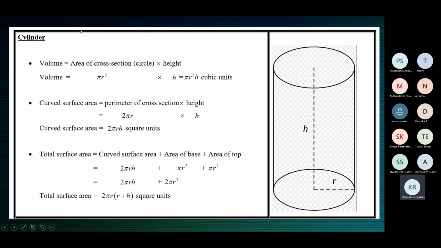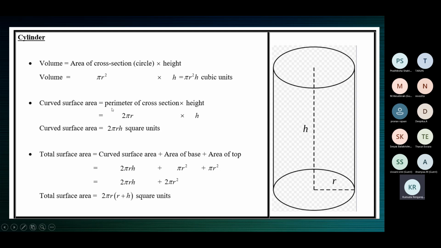And we know that volume is given by area of the uniform cross section into height. So area of the uniform cross section, which is a circle, into height. The cross section is a circle whose area is pi r square, into h, the height of the cylinder formed. So pi r square h cubic units is the expression used to find the volume of a right circular cylinder.